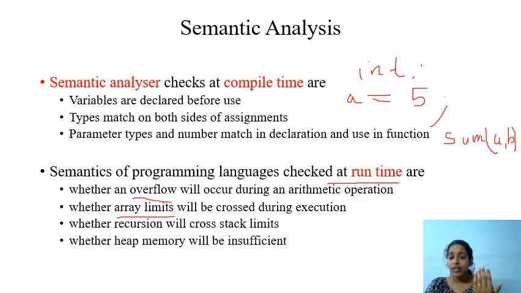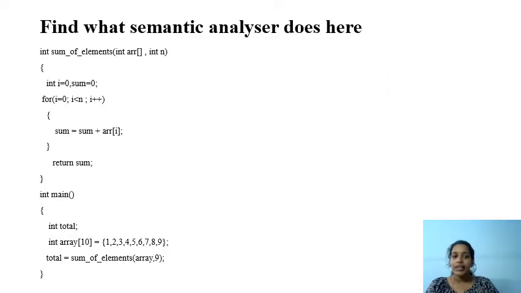In case of recursion, we have to clearly specify some terminating conditions. Otherwise, what happens? The recursion stack will overflow. In case of heap memory allocation, it checks whether the heap memory is sufficient. So in short, these are the various semantic checks a compiler performs while executing a program. Let us make this clear using a sample program.